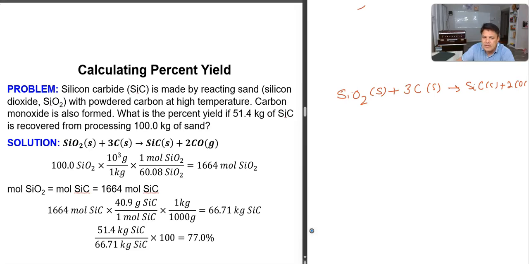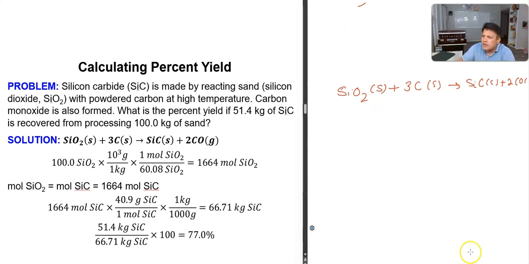This is your reaction, guys. Okay, this is your reaction. Now, what is the mole relation? Okay, 1 mole of SiO2 produces how much silicon carbide? 1 mole of silicon carbide.